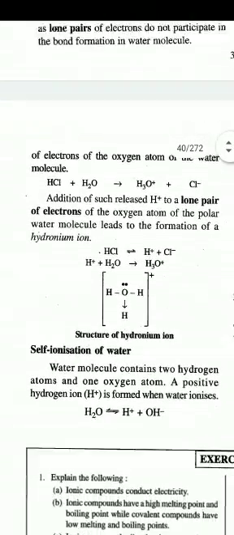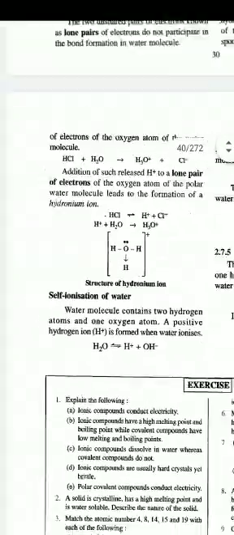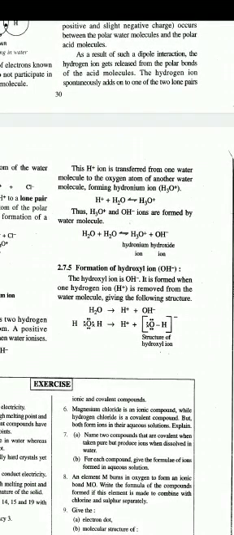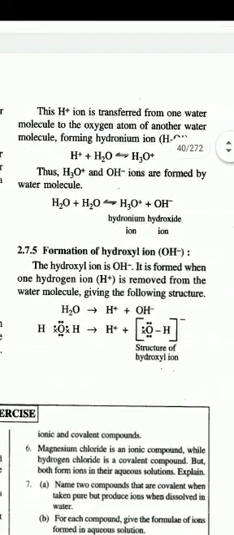Children, self-ionization of water. Water molecules contain two hydrogen atoms and one oxygen atom. One positive H+ ion is formed, which is transferred from one water molecule to another and forms the H3O+ ion. In the same way, children, we have the formation of the hydroxyl ion. It is formed when one hydrogen is removed from a water molecule.